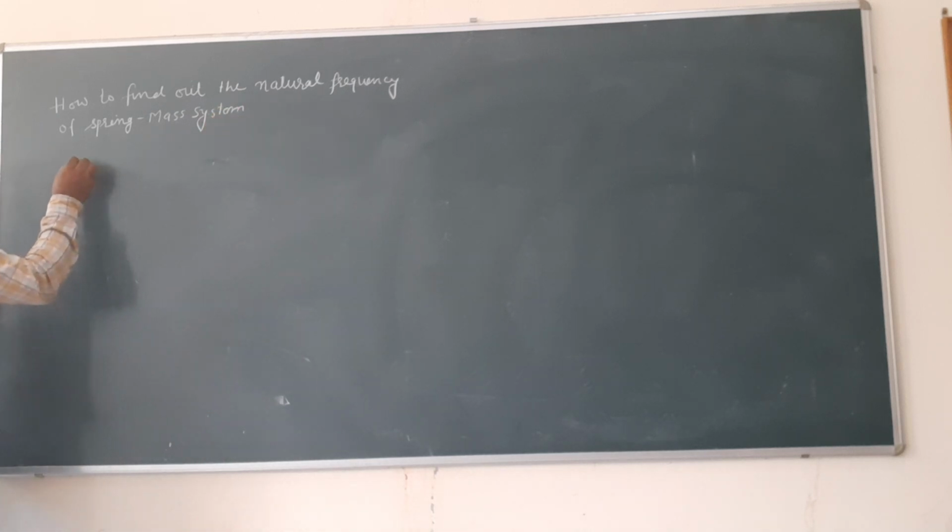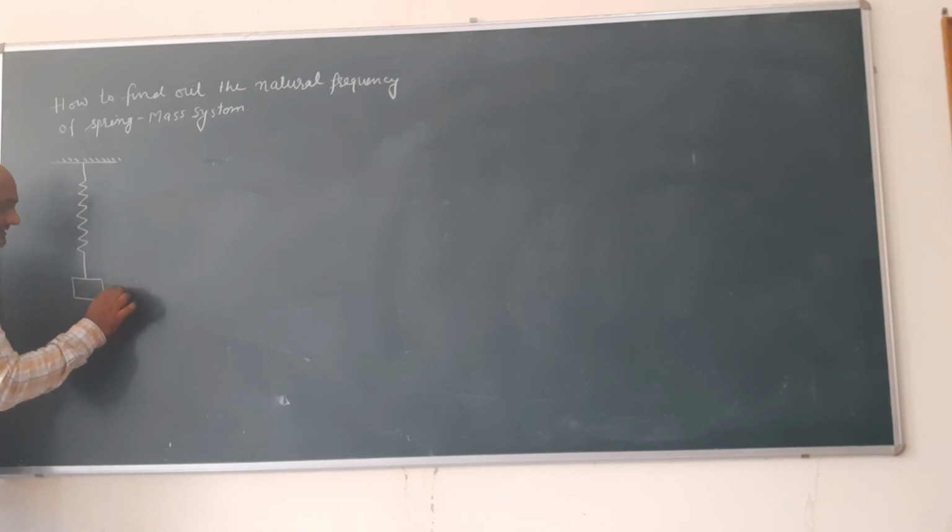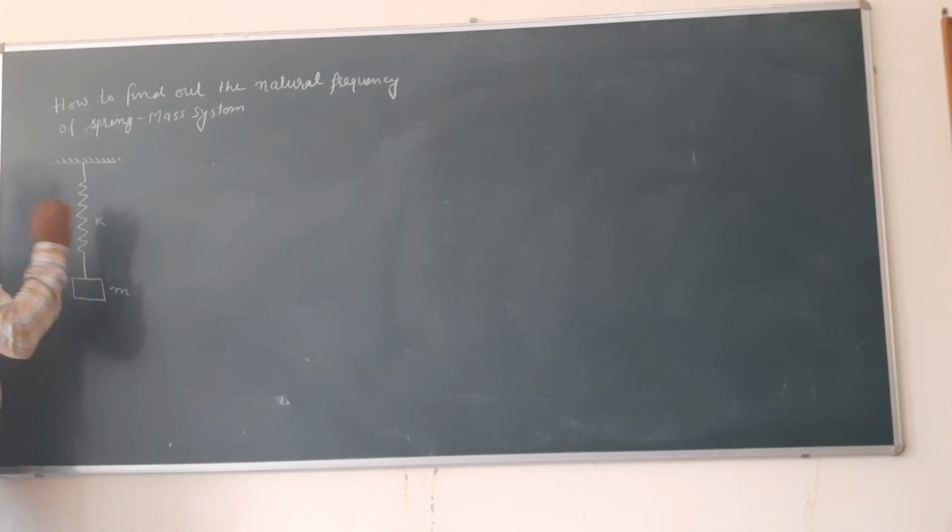Okay, suppose we have a spring mass system. This is a spring mass system. This is mass m. This is spring constant k.